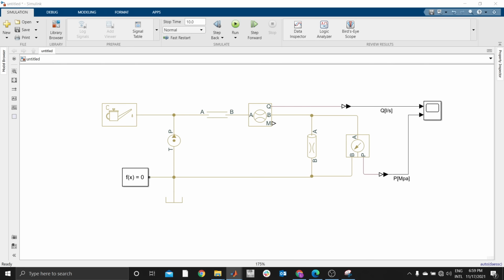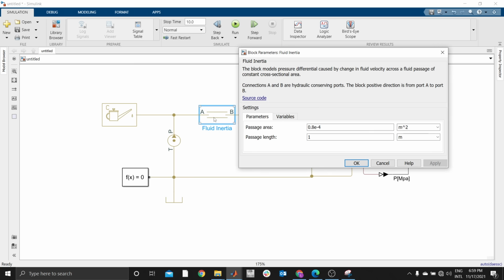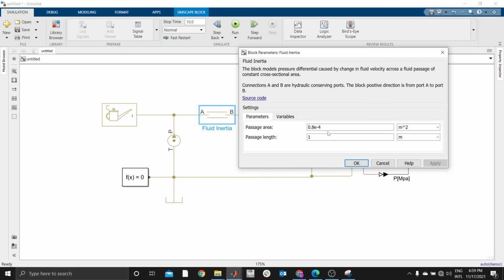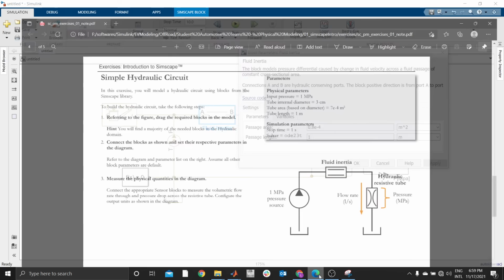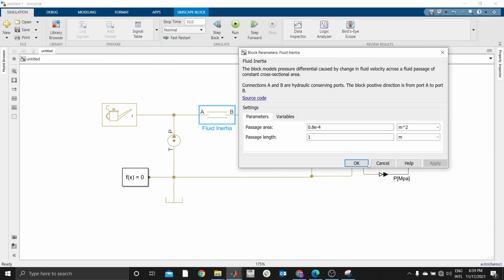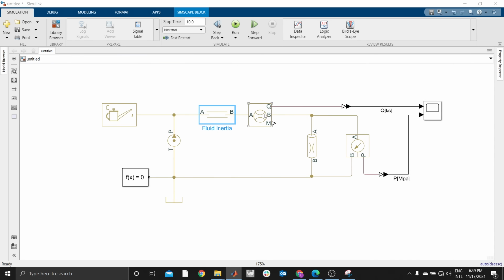Next is fluid inertia. Let me see what it is. We don't have any value for parameters, don't have any value for the fluid inertia. Therefore, I'm going to leave it as default, because I can see the parameters here for the fluid inertia. Okay, let's leave it as a default. So you don't define anything here.